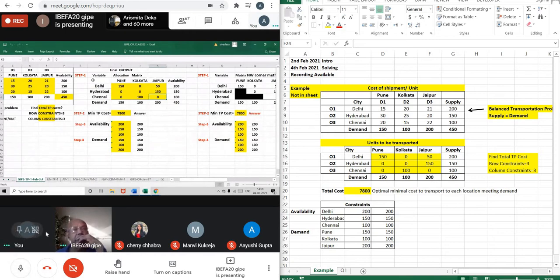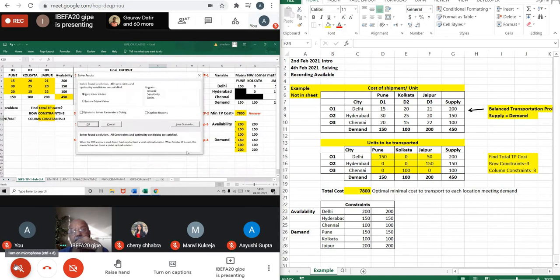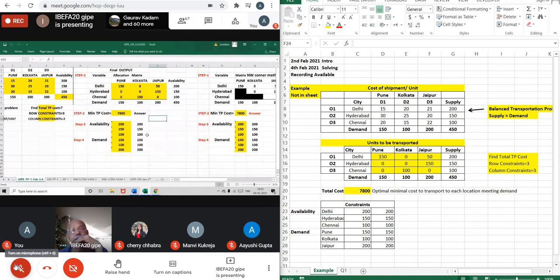Sir, sorry to interrupt, but when you say minimum solution, what do you mean? Minimum total transportation cost is minimum. You have just said no initial solution, so what does that mean? That means I have set all values to zero initially. But I can even have an initial solution, and that is to be verified as minimum.